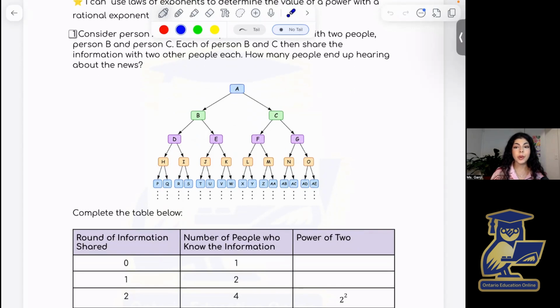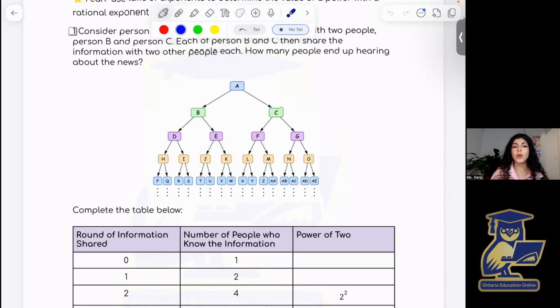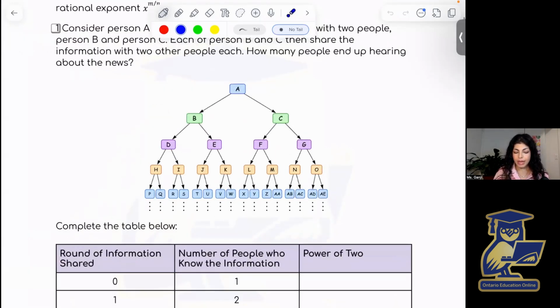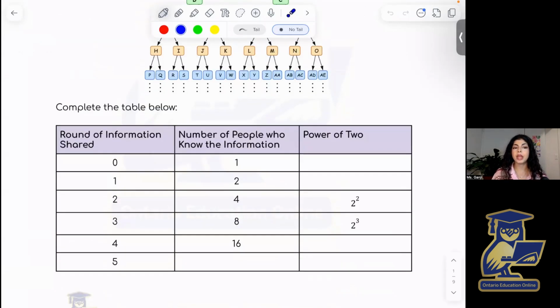And actually, it is growing exponentially. And so this helps, for example, when a piece of information needs to be shared, using this strategy, you can share it to many people really quickly instead of each person telling one other person, which would be more of a linear spread. So we are asked here, how many people end up hearing about the news? And we're, for example, just considering 5 rounds of sharing here.